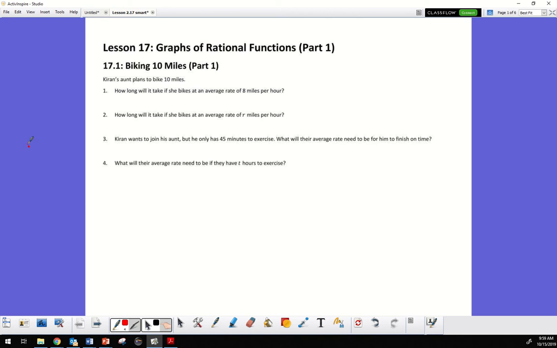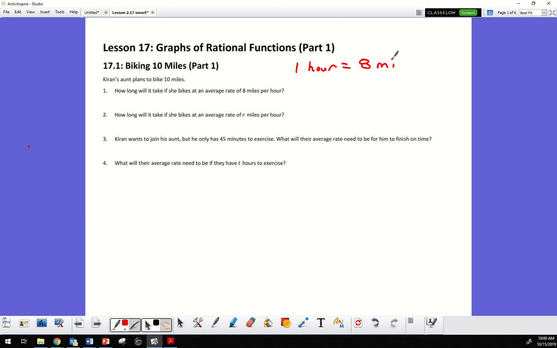So after 1 hour, let's try to do the math on it. After 1 hour, we went 8 miles, right? How many more miles do I need to go? 2 more miles, right? So it's going to be some fraction of that hour.